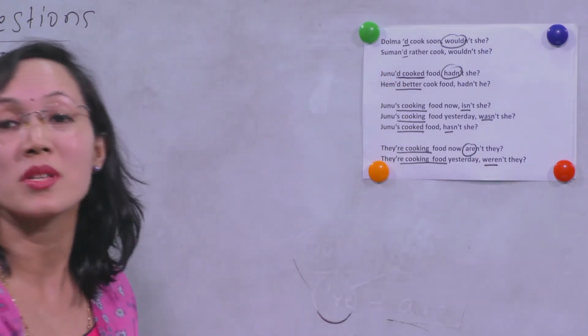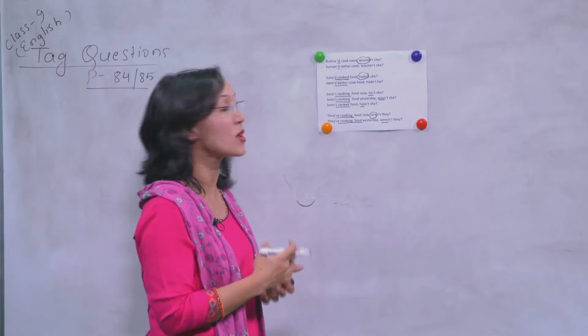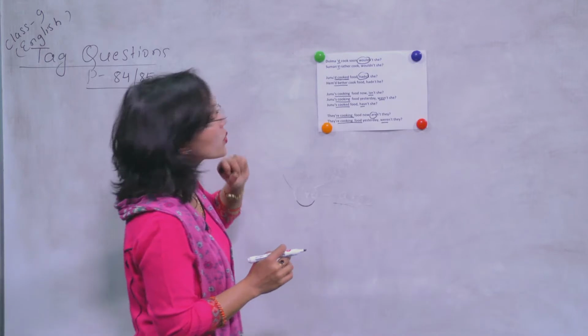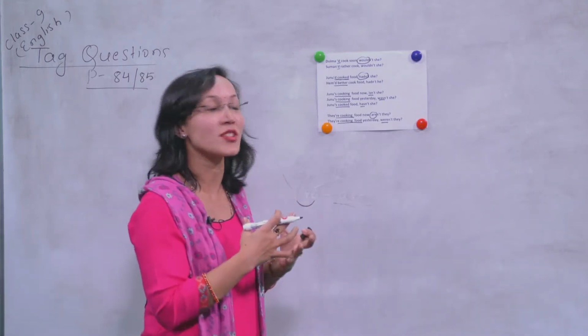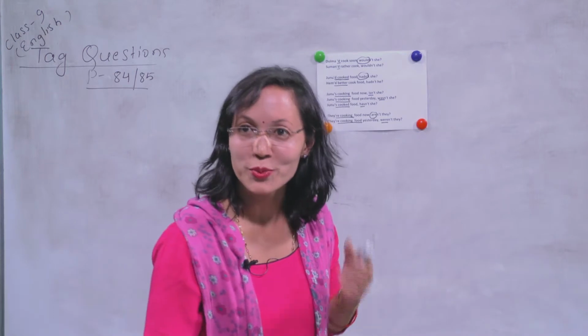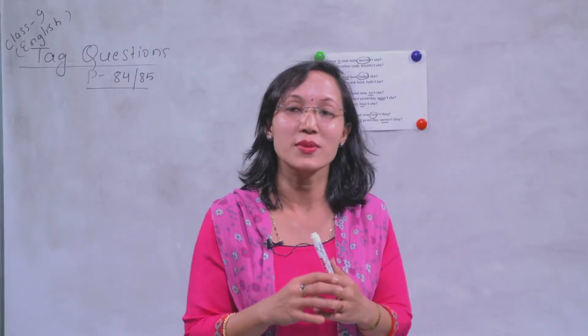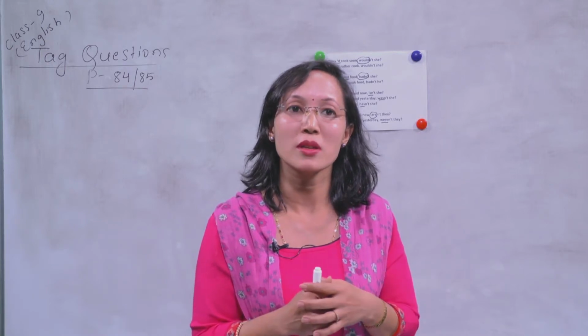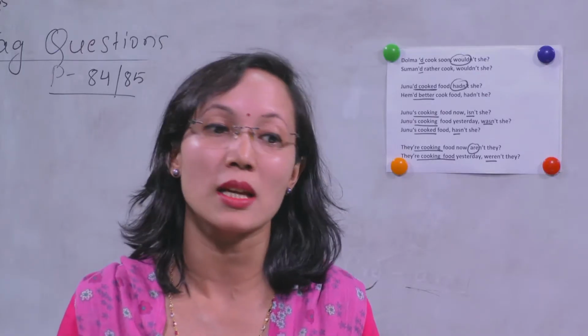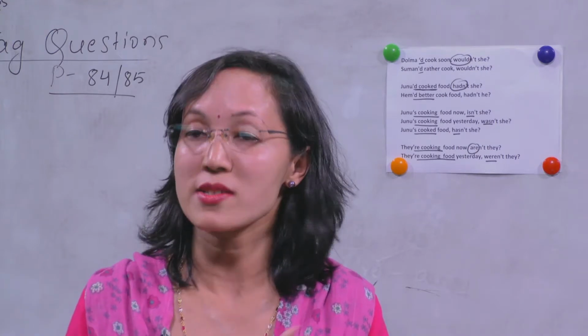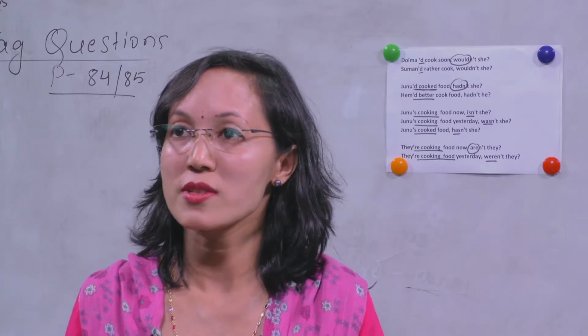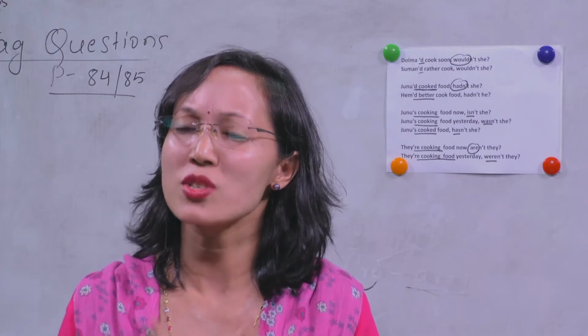Now how do we know when to use them? What are the reasons behind them? Let's see. I hope some of you already know these things. However, I have to recall the knowledge, so I have mentioned the rules here. Contraction in tag questions. Would, when there is the infinitive form, or the first form of the verb, meaning no inflections or suffixes. So infinitive form means the root form, the basic form.